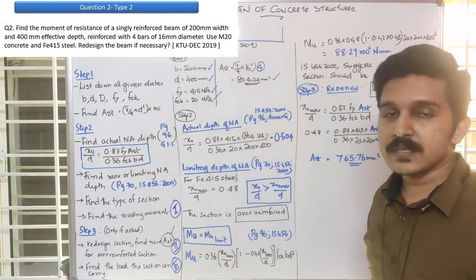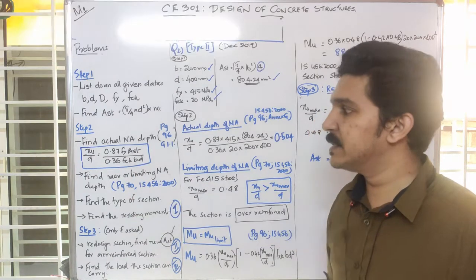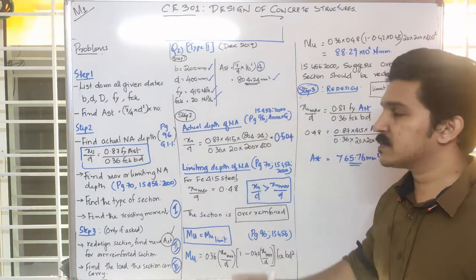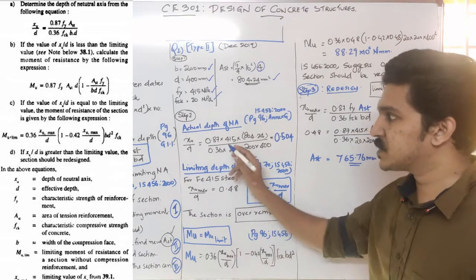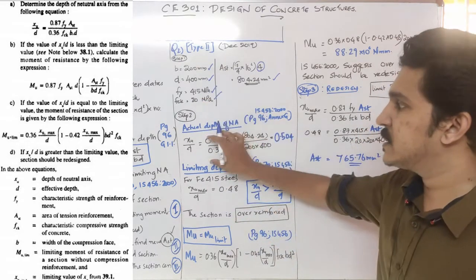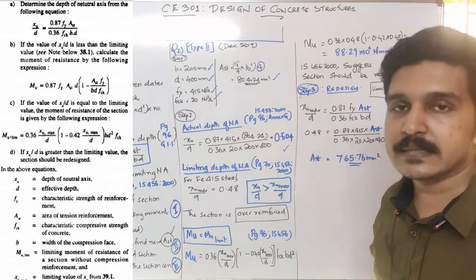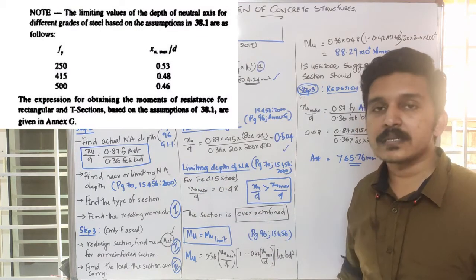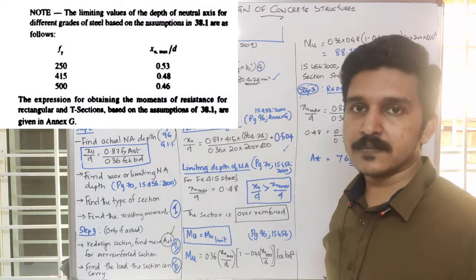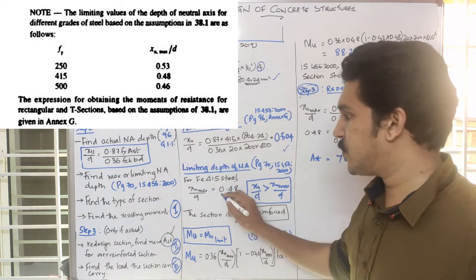This is the first step, and in the second step we will find the actual neutral axis depth and the limiting neutral axis depth. For that we use page number 96, Annex G of IS 456. We use this equation and substitute directly. All the values are here. Substituting, we get 0.504 as the actual neutral axis depth. The limiting value is given on page number 70 based on the type of steel used. Based on the yield strength of steel, xu max by d is 0.48 for Fe415 steel.